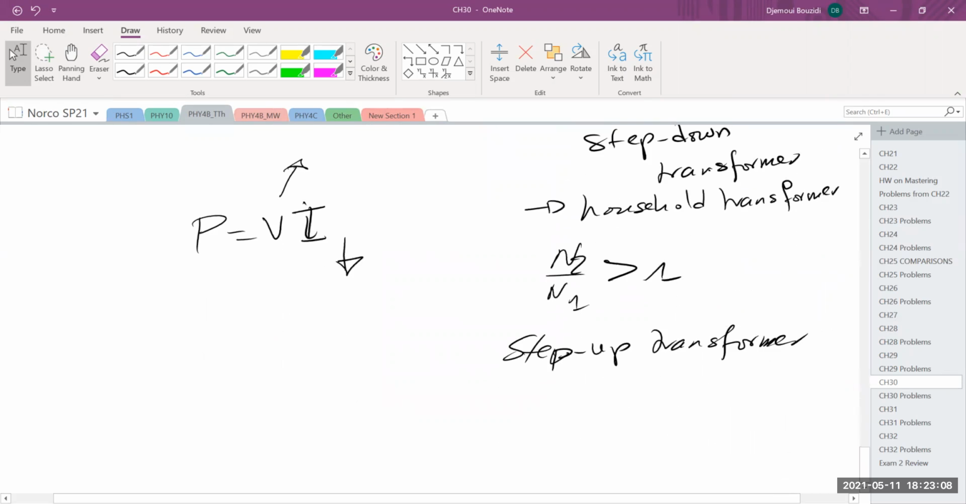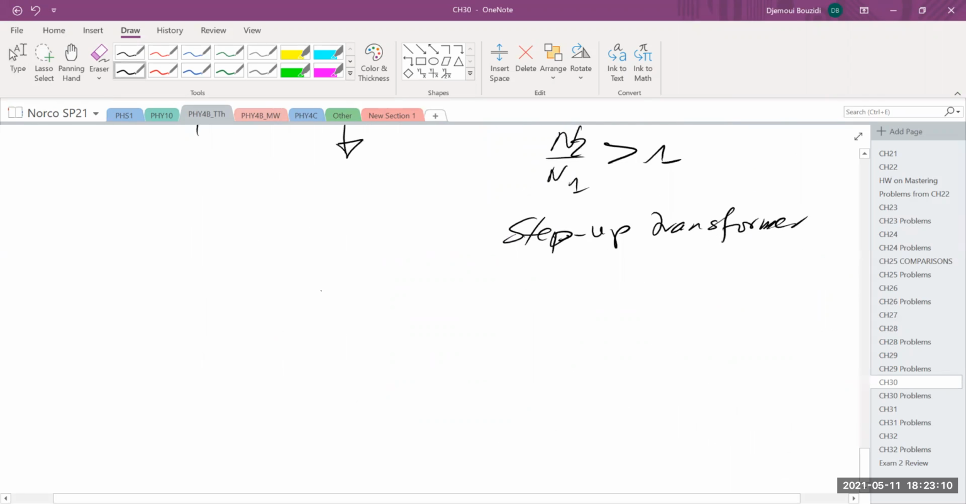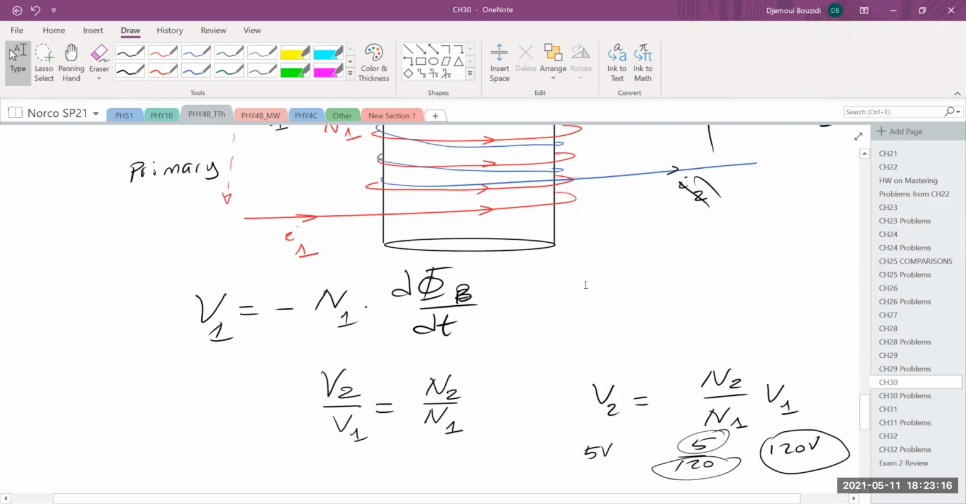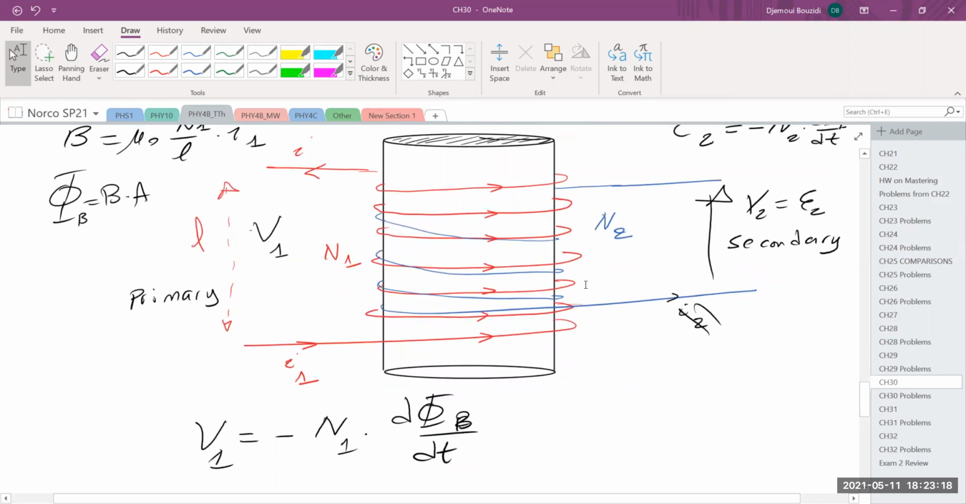Anyway, so this is enough about transformers. I think we have introduced them plenty. Let me talk about another property in here between the transformers, which is the mutual inductance. Let me explain what's going on in here.